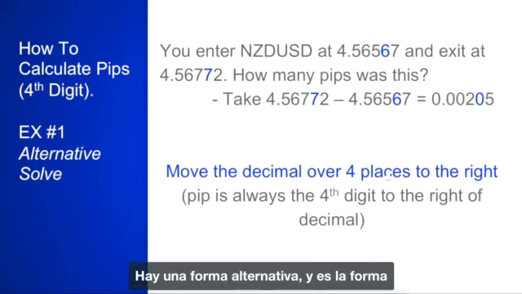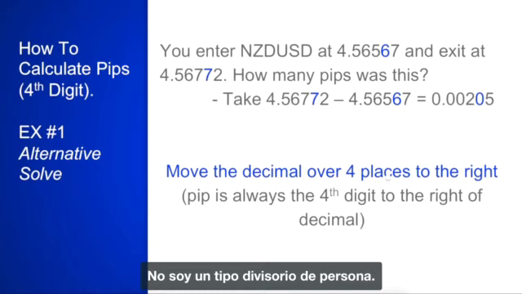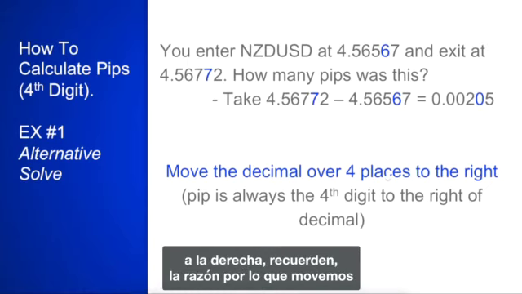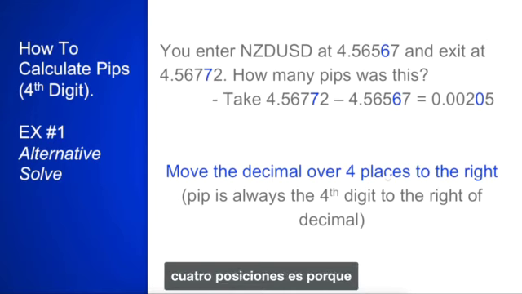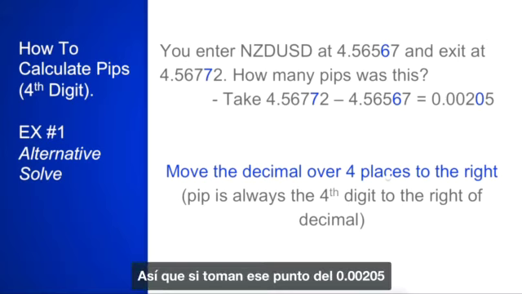There's an alternative way, and this is the way that I personally like to use, because I don't like dividing numbers either. I'm not a dividing type of person. If you move the decimal over 4 places to the right, remember, the reason we're moving it 4 places to the right is because the pip is the 4th digit to the right of the decimal. So if you take that point where it says equals 0.00205 and slide it over 4 places, you will get the same answer.